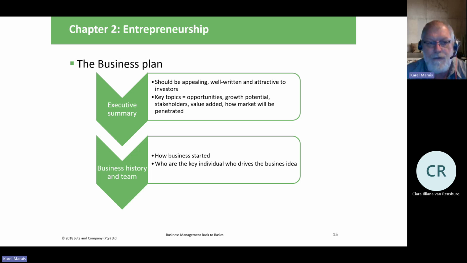Also in this section, you would say who are the key individuals who drive the business idea and who's going to drive the idea to success. So if you've put a team together, if this is a bigger business, I've got one of my, he's now an honors student with us. He was a 3rd year entrepreneurship student last year.